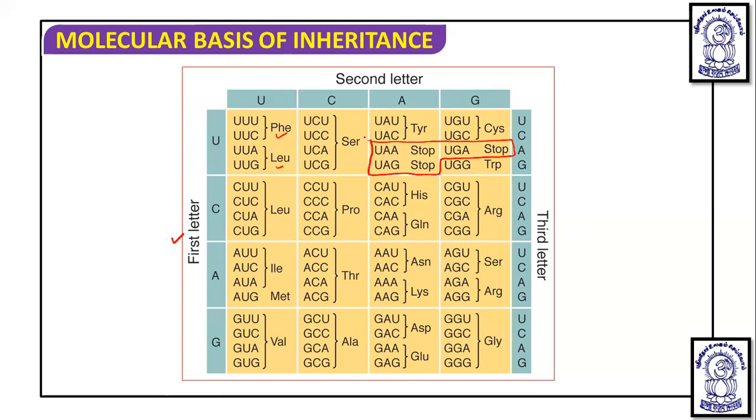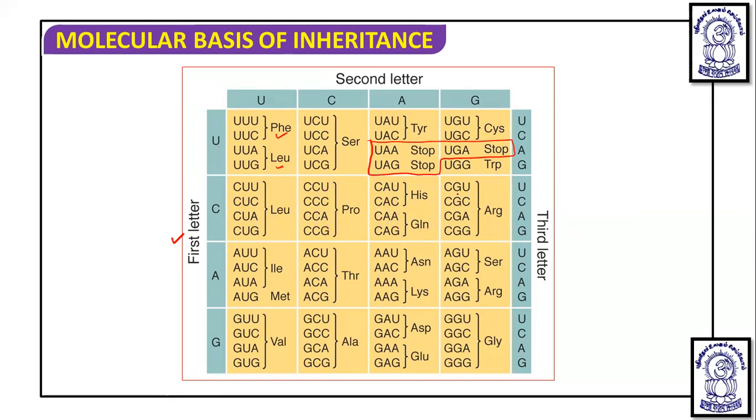Stop codon means a codon in an mRNA where protein synthesis will stop. In the same way, U on the first position and UCAG on the third position, all four code for leucine. C on the first position in all four codons, C on the second position, and UCAG on the third position code for proline.